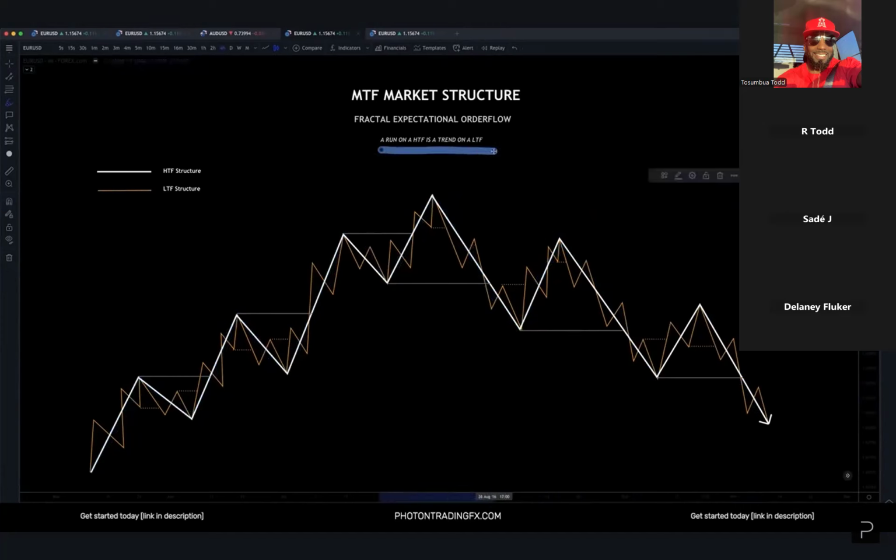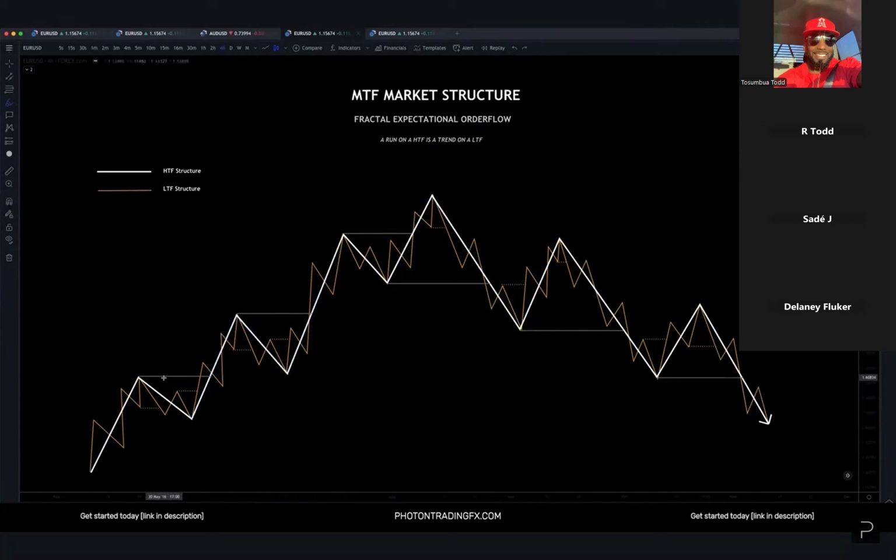Now, going back to that secret sauce phrase: a run on a higher time frame is a trend on a lower time frame. So how can we use that to our advantage? Well, that trend I just spoke about on the higher time frame is made up of a series of what? Those runs. So that's a run up, that pro-trend move. Then we have a run back, the correction, the pullback, whatever you want to call it. That's a run, that's a run, that's a run, and so on. Now, each of those runs on a lower time frame will be a full-blown trend.